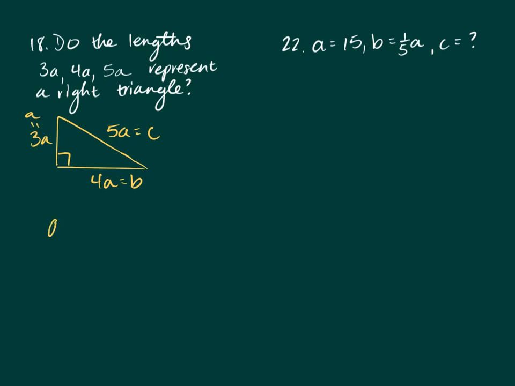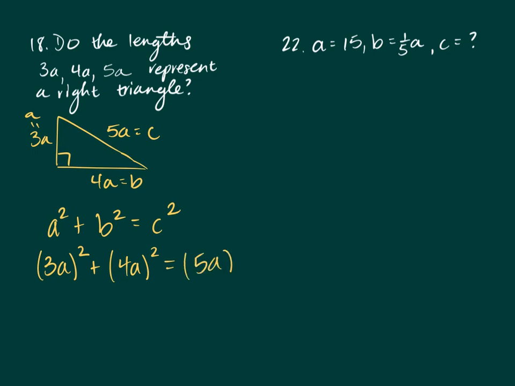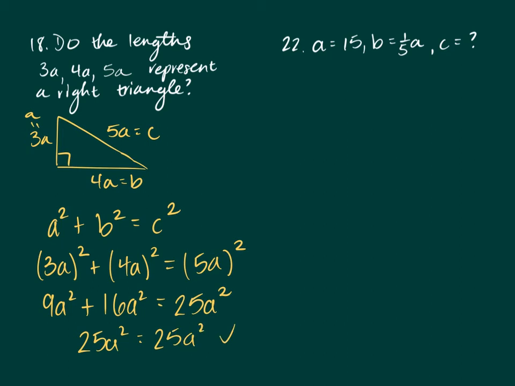Okay, so I'm going to do A squared plus B squared equals C squared. I'll plug in, so A is 3A, so it's (3A) squared plus (4A) squared equals (5A) squared. 9A squared plus 16A squared is equal to 25A squared. 25A squared is equal to 25A squared. This is true, so the answer is yes.